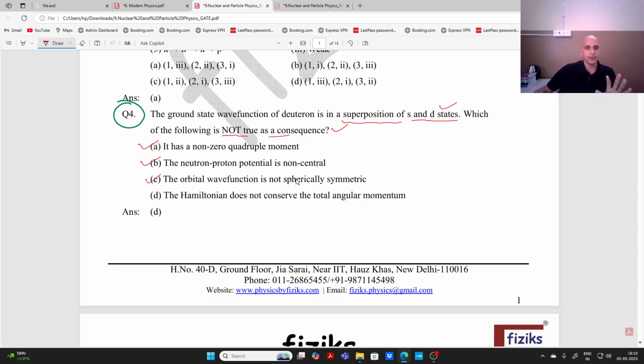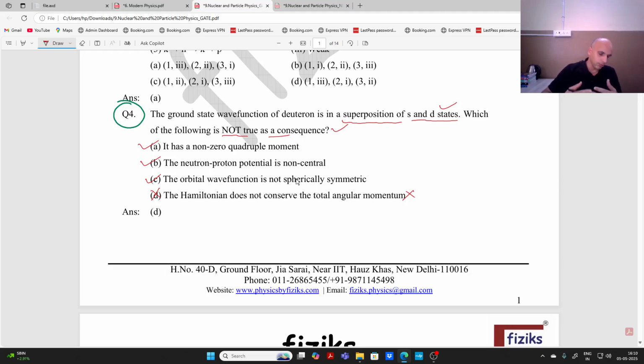The Hamiltonian does not conserve the total angular momentum, it is wrong, right? The Hamiltonian conserves the total angular momentum. This is the property in case of deuteron. So this is the wrong option. All these options are correct.